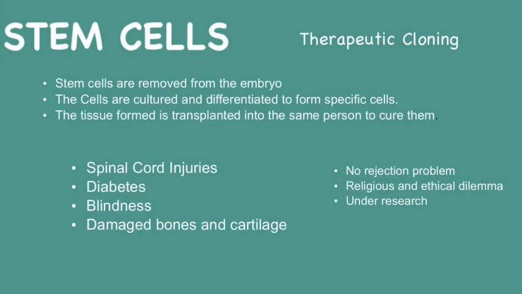So the second way that we use stem cells is in a process known as therapeutic cloning. Okay, so for therapeutic cloning, we take embryonic stem cells from the embryo. So you remember previously we talked about this bundle of unspecialized cells called the embryo. So they'll be removed. These cells will then be taken to a lab to be cultured and differentiated to form specific cells. What does that mean?